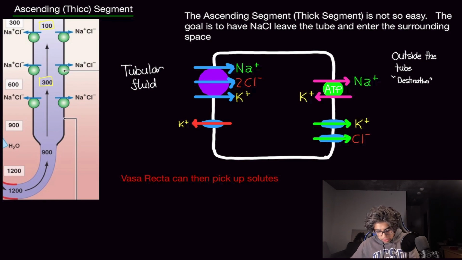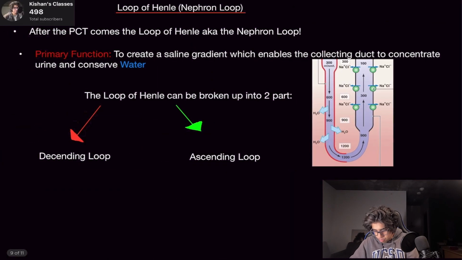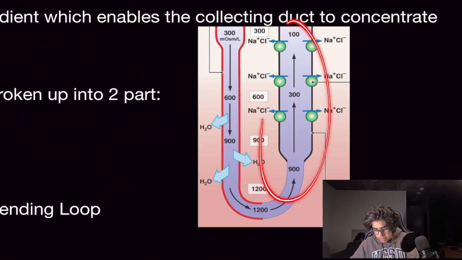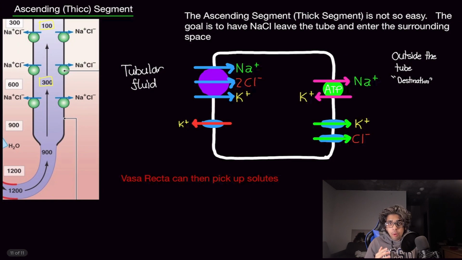So let's look at this picture right here. We're in the ascending loop, okay? So we're at this point now. We already did this part. That's the water. Oops, we already did this part. Now we're here, the ascending part. Our goal now is to actually make that saline gradient.